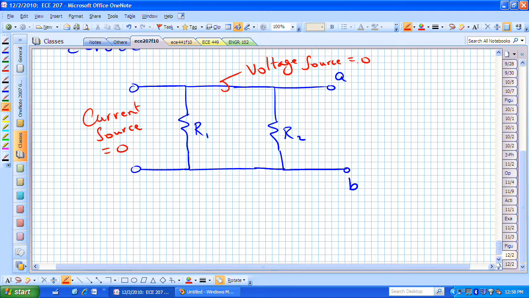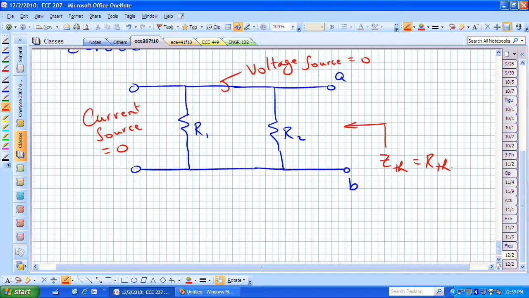Now what we want to do is find what is this impedance. Or in this case, since there's no frequency dependence, there's no inductor or capacitor, we're dealing with pure resistors. We're looking for the Thevenin resistance looking back into nodes A and B.